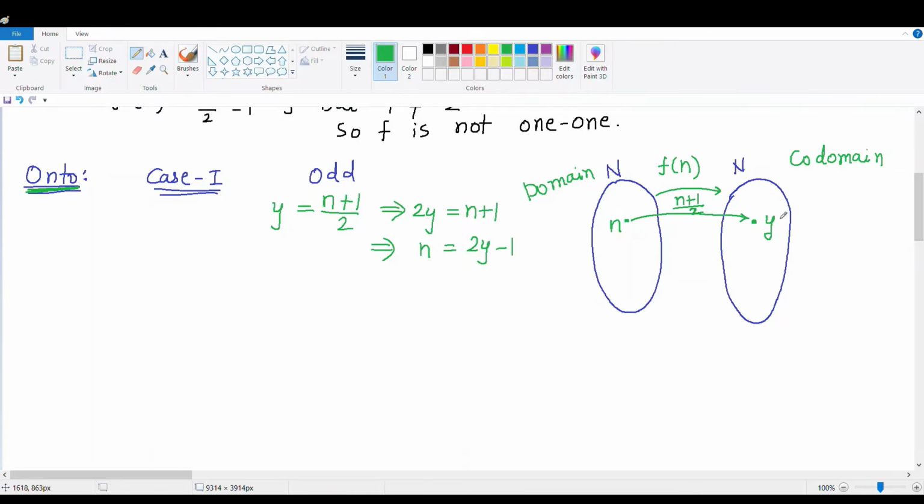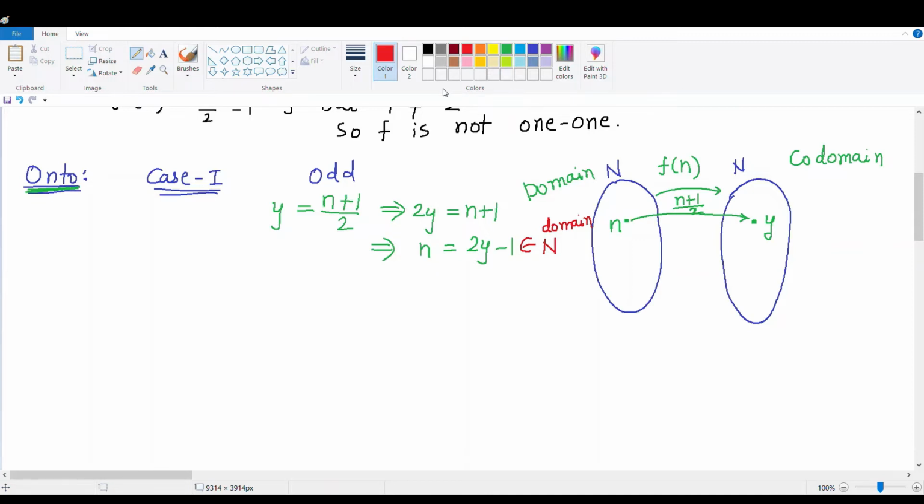Why? Because this number itself is a whole number, some 1, 2, 3, 4, 5, 6, 7. When you double it, it's still going to be a natural number. And when you subtract 1, it's still going to be a natural number. So this belongs to n, which n? Our domain n. And since you just proved that when you pick a y, you can find a pre-image of that element such that it also belongs to your domain, that means you have shown that in this odd case, at least, this function is onto.